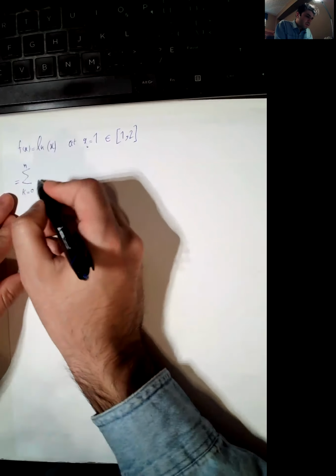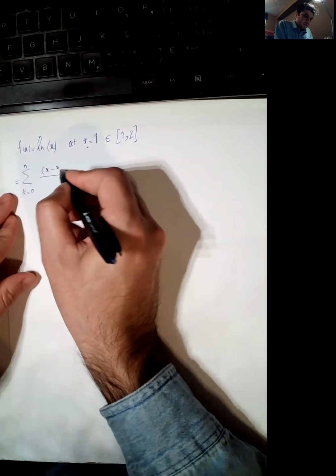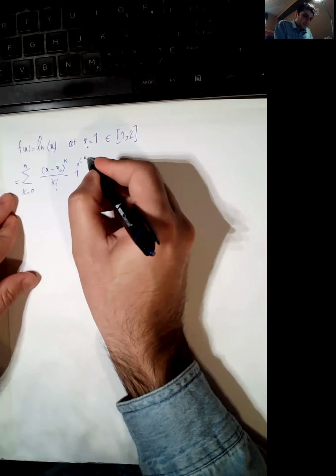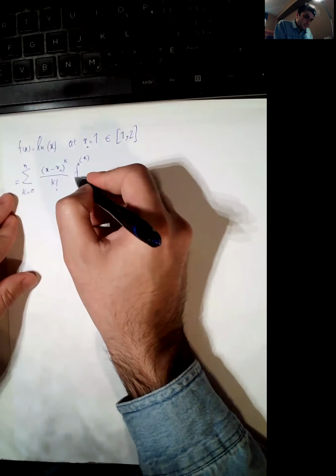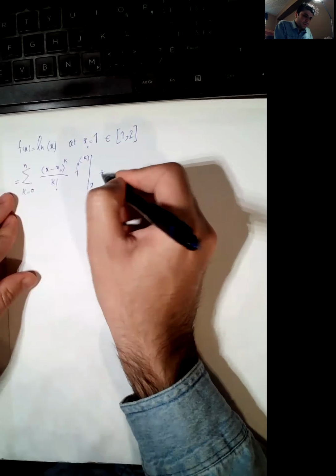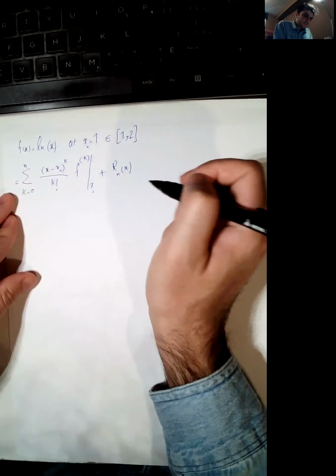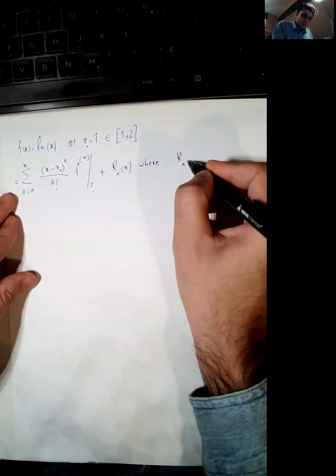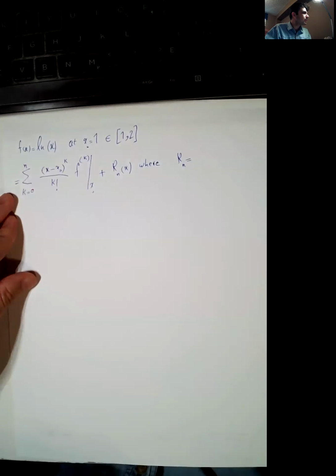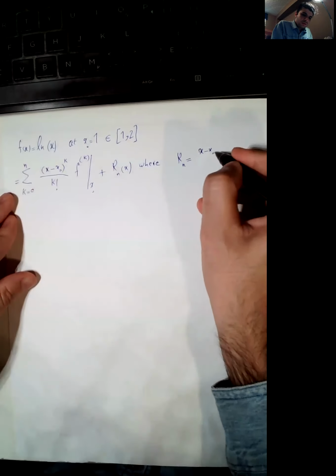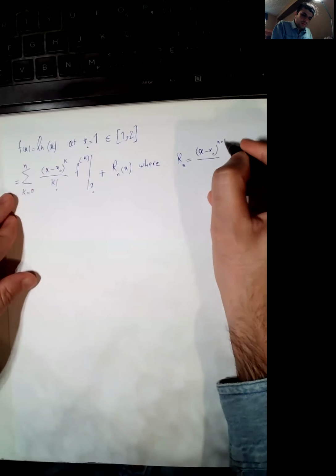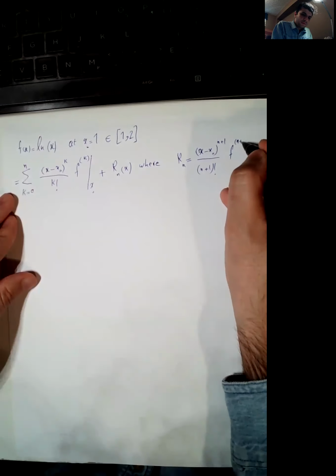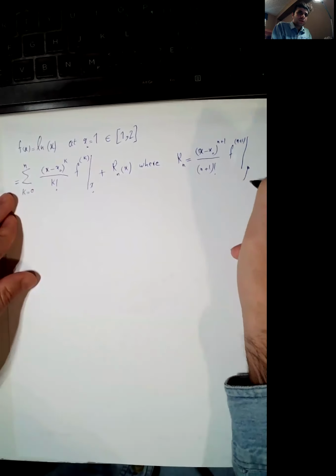We know the summation of (x minus x0) to the power of k over k factorial, times the k-th derivative of the function at point x0, plus Rn(x), where Rn is (x minus x0) to the power of n plus 1 over (n plus 1) factorial, times the (n plus 1)-th derivative of f at psi. So psi is unknown.